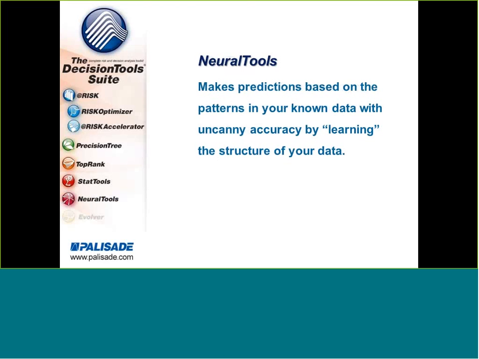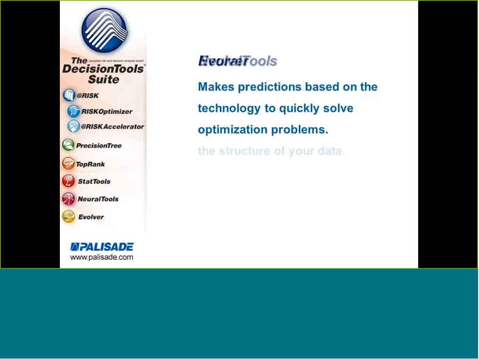NeuralTools, also an add-in to Microsoft Excel. It's a neural network tool that trains a neural net based on your data set and then makes predictions of what may happen in the future. Evolver, I like to call the little brother or little sister of RISKOptimizer. These are both optimization tools. Evolver does the optimization with discrete numbers. RISKOptimizer does the optimization under uncertainty. And I'll have a demonstration so you can understand that more fully shortly.